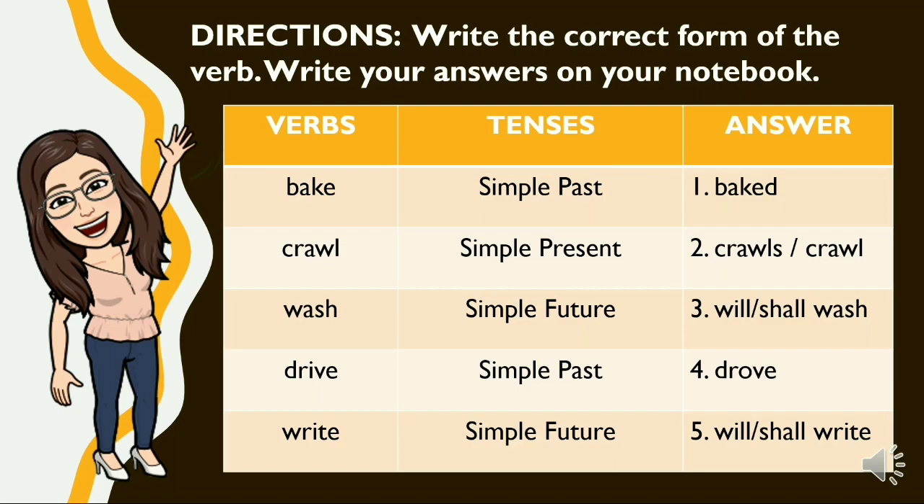Number 3, wash. For simple future, you will add will or shall. It will become will, shall wash. Number 4, drive. Simple past. Since drive is an irregular verb, you will change the spelling of the verb. It will become drove. Number 5, write. For simple future, add will or shall. Will, shall write.